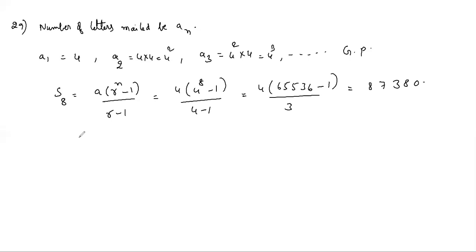But each postcard costs 50 paise. So the total cost equals 87,380 into 50 paise, means 1 by 2 rupees. So it is equal to 43,690. So this is the total cost after the 8th set of mailed letters.